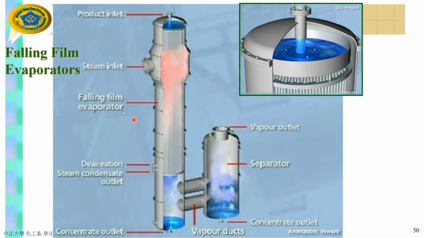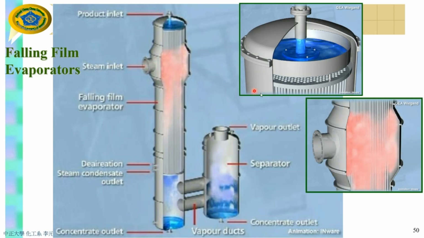It will flow down. And here you have steam. You increase the temperature up here. For example, you can go up to 400 Celsius, or 300 Celsius. So you input the steam here, and the temperature of the pipe will increase, as well as the liquid inside the pipe, right?